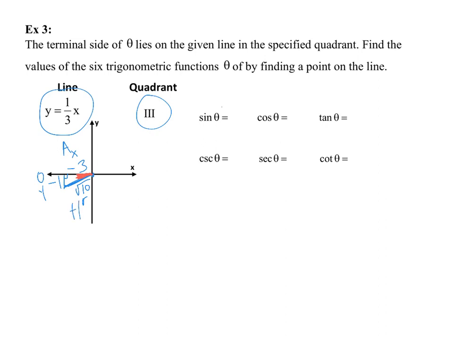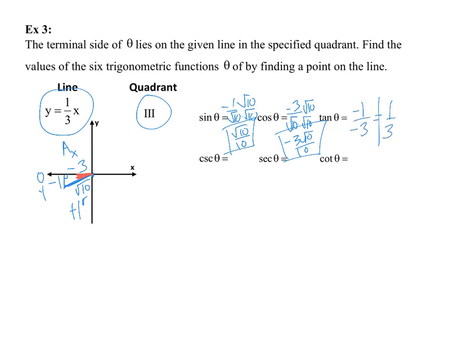I have negative 1 over the square root of 10. I have to rationalize the denominator. So I have negative square root of 10 over 10. Then I have negative 3 over square root of 10. So multiply top and bottom by square root of 10, and I have negative 3 square root of 10 over 10. And then tangent is negative 1 over negative 3, so just 1/3.